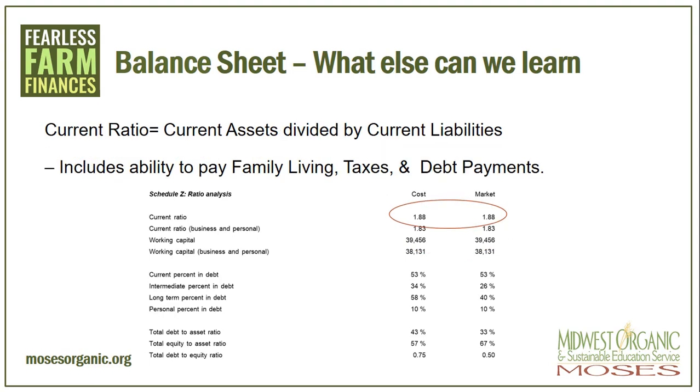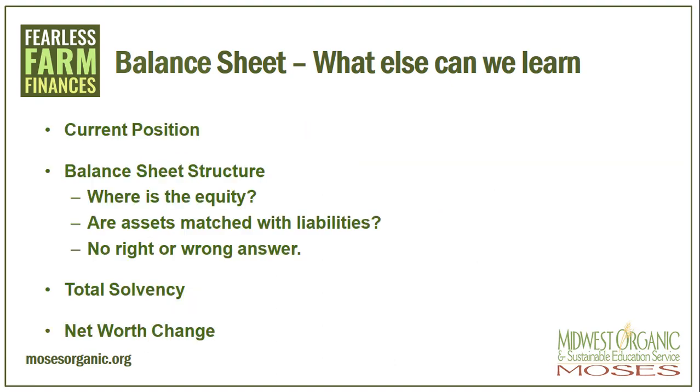The current ratio is current assets divided by current liabilities. This includes the ability to pay family living, taxes, and debt payments. It really is a measurement of the ability to generate cash to meet the farm business obligations. So what else can we learn? We also will look at a balance sheet to look at the current position of the farm.